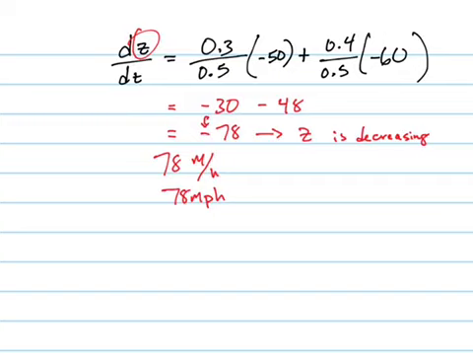All right, so there are 2 questions on related rates and the examples from the book. I hope this helped.